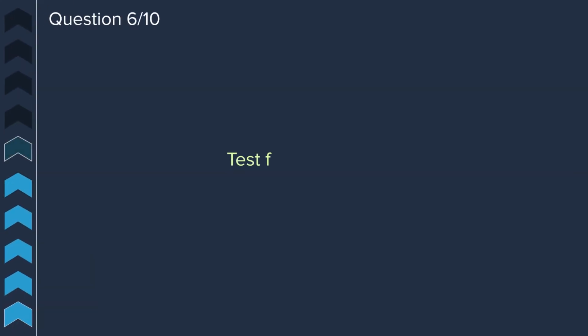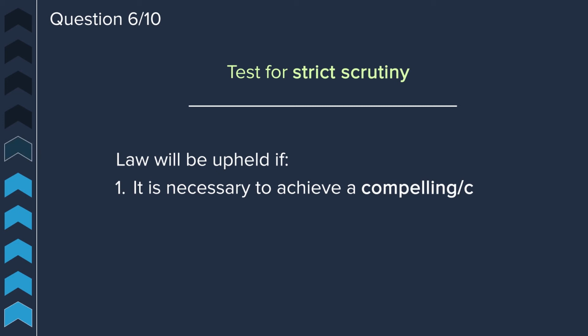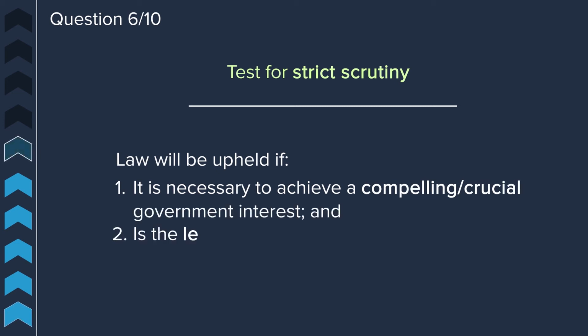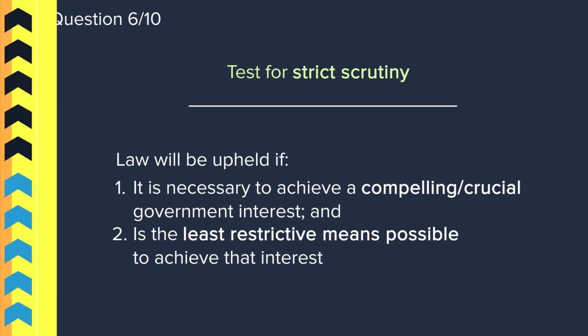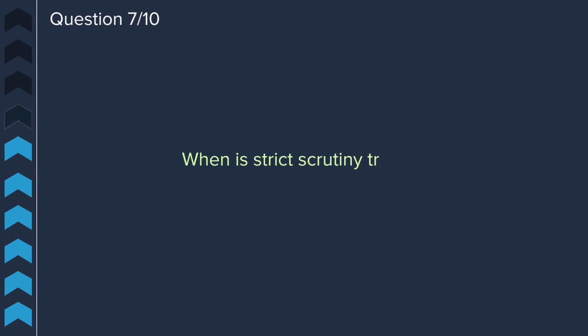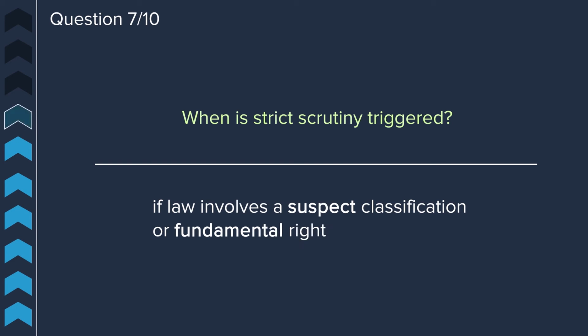Question 6. What is the test for strict scrutiny? A law will be upheld under strict scrutiny if it is necessary to achieve a compelling governmental interest, and it is the least restrictive means possible to achieve that interest. Question 7. When is strict scrutiny triggered? Strict scrutiny is triggered if the law involves a suspect classification or fundamental right.